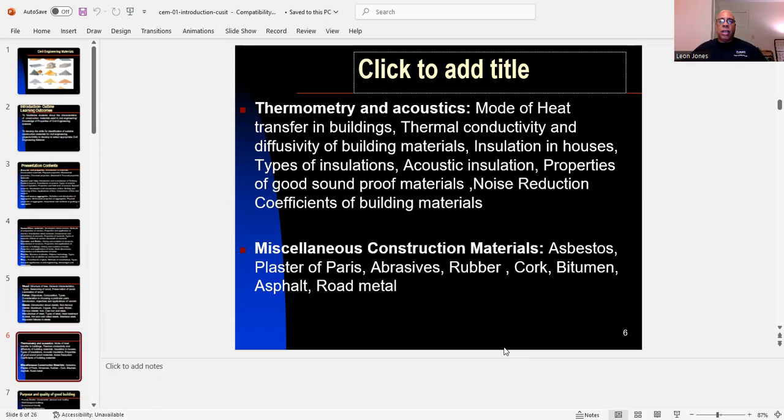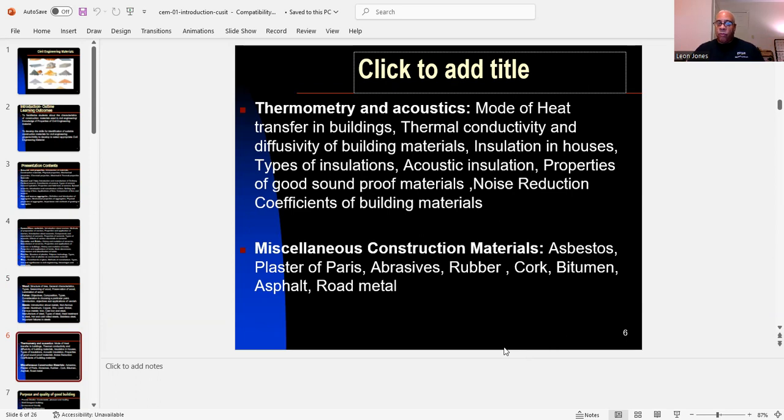Every house has insulation. There are types of insulation, such as acoustic insulation, and you have properties of soundproof materials. Now, where am I going to use a soundproof material? If I have a studio, because what does a soundproof material do? It reduces noise. And we have the coefficients of building materials. And then we have some miscellaneous construction materials.